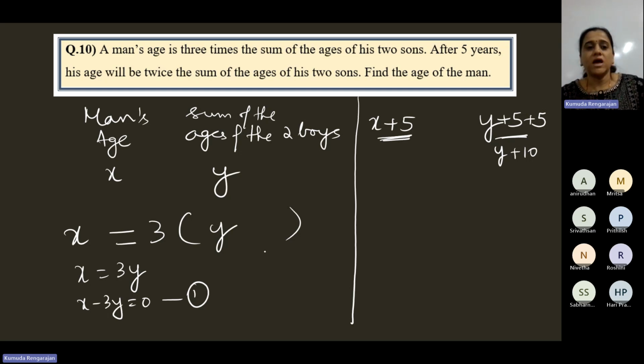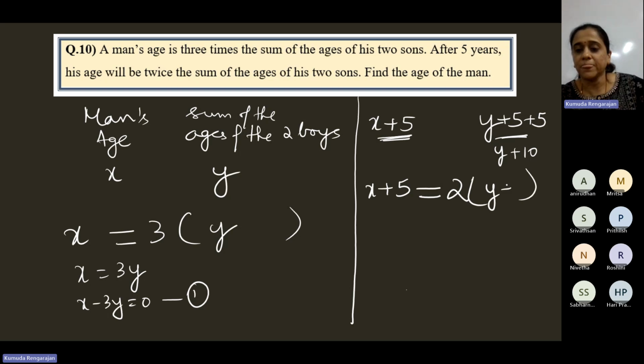Now, after 5 years, the man's age will be twice the sum of the ages of his two sons, 2 into (y plus 10). Which expressions should we use? This information is about their ages after 5 years, so we have to use only these expressions, not anything here.